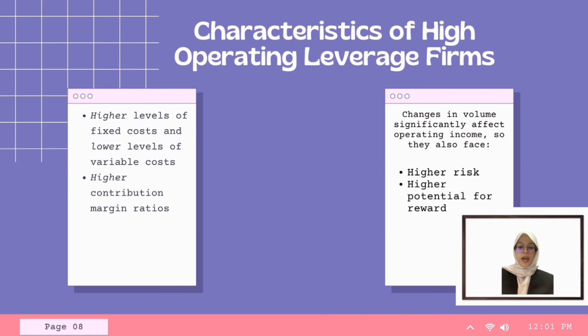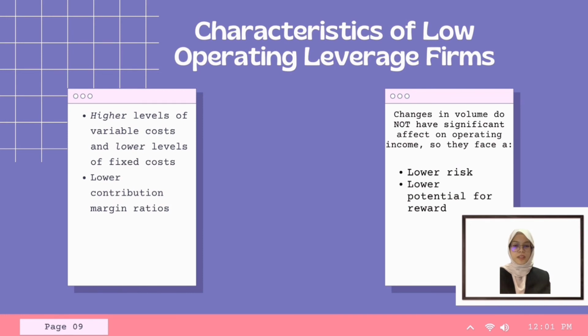In order to identify whether a firm has high operating leverage, there are some characteristics we can look at. A high operating leverage company has a higher level of fixed costs and a lower level of variable costs, and they also have a higher contribution margin ratio. For a high operating leverage company, changes in volume significantly affect operating income, so they also face a higher risk and higher potential for reward. Examples of firms with high operating leverage are hotels, rental cars, and airlines.